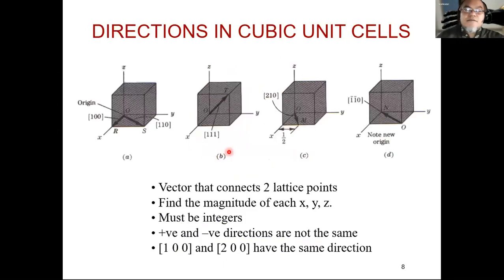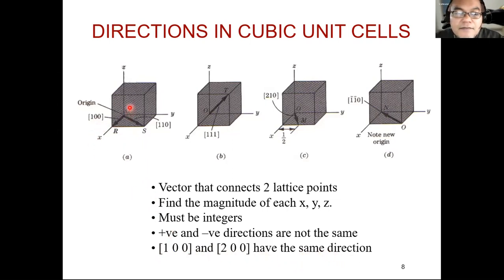In direction, we have learned a little bit in the previous chapter. A direction is basically a vector that connects two lattice points. Usually we put the origin at the origin of the coordinates. So how do we express direction in the correct notation in materials science? First, find the magnitude of each x, y, z. They have to be made into integers. The positive and negative directions are not the same. For example, [100] and [200] actually have the same direction.